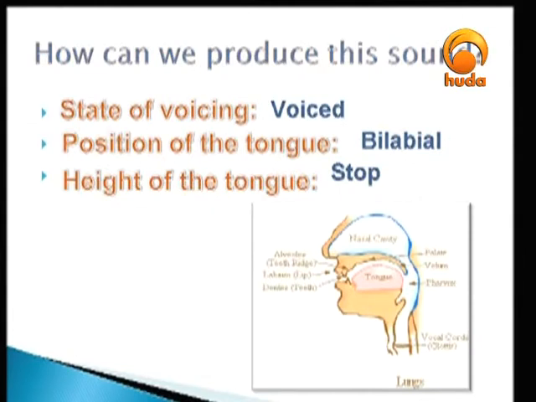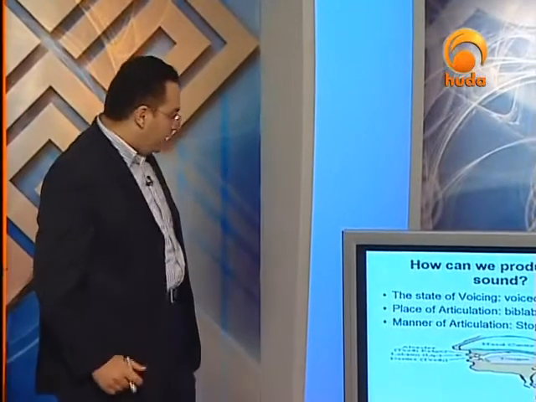Okay. Put your hand at your Adam's apple and repeat it again. Bab. Bab. Is there a vibration? Yes. Okay, so this is my first point. The second one here is the place of articulation, bilabial.